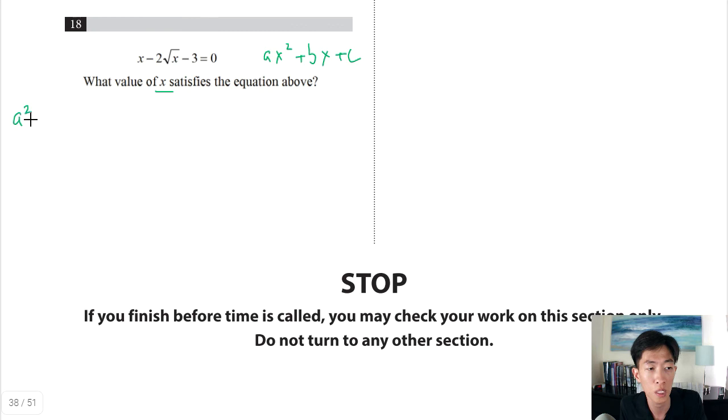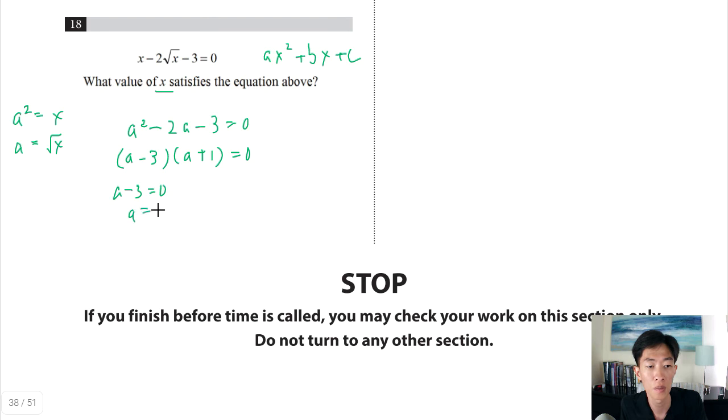So if we look at it another way, let's say a squared equals x, therefore a is going to equal radical x, or the square root of x, and let's just substitute. So a squared minus 2 times a minus 3 equals 0. And then this should be a familiar quadratic, so we're going to factor this. It becomes a minus 3 times a plus 1 equals 0. So that means a is either going to be equal to 3, or if a plus 1 is equal to 0, a is going to be equal to negative 1.